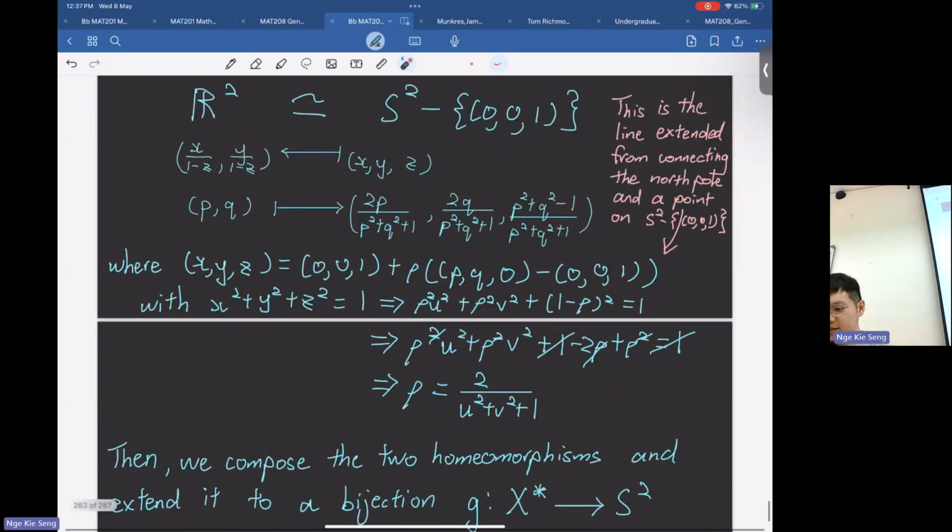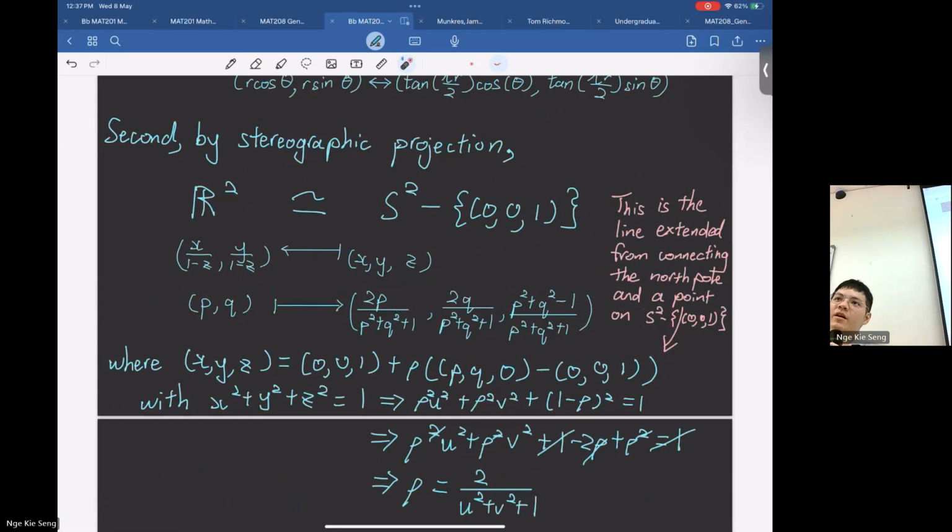So from this, what did we do? All we did was a bijection between the open ball and S2 without the North Pole. That's all. How about the boundary? How about the boundary of the open ball and the North Pole? We just map all the boundary points to the North Pole.